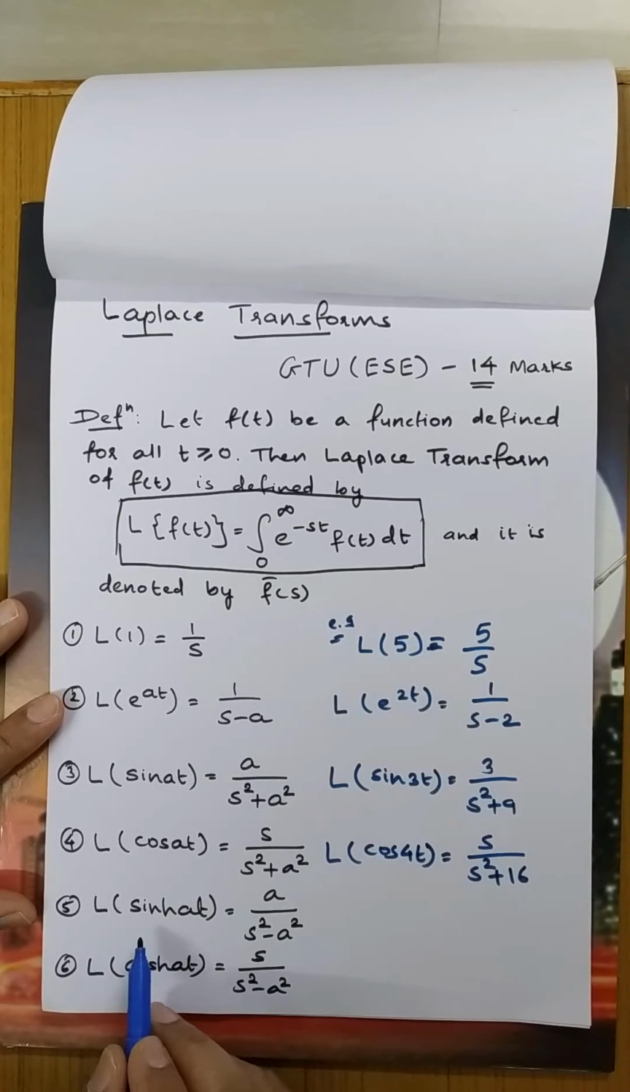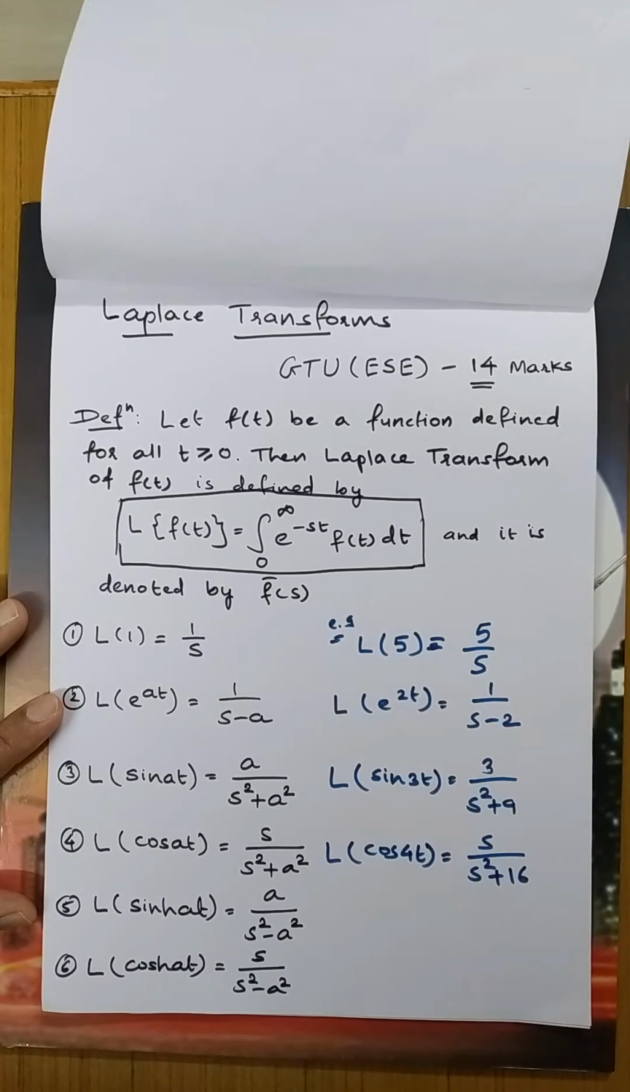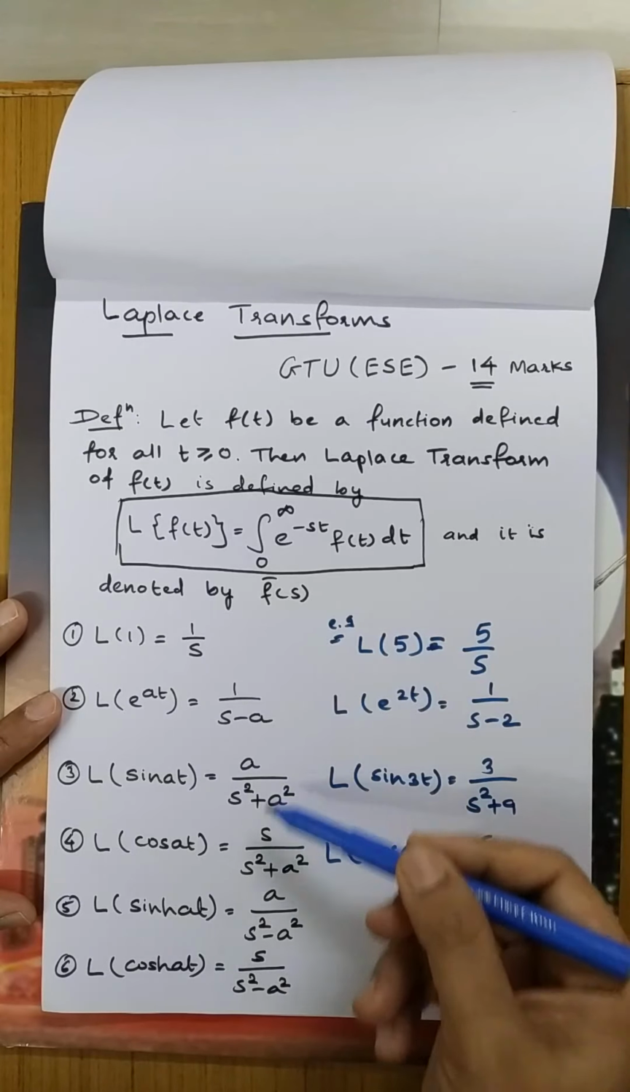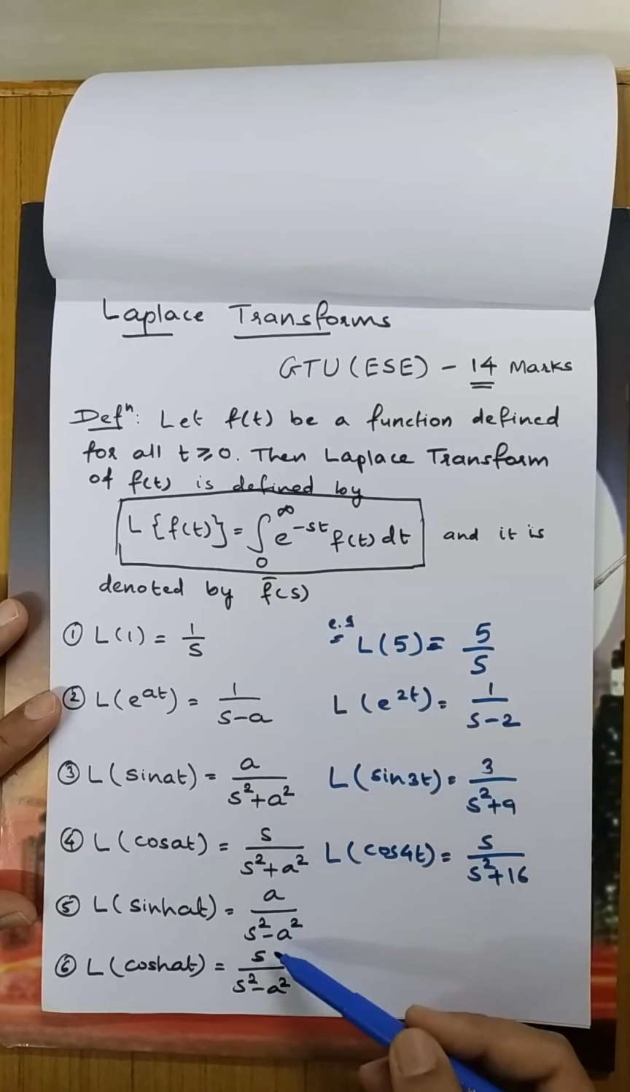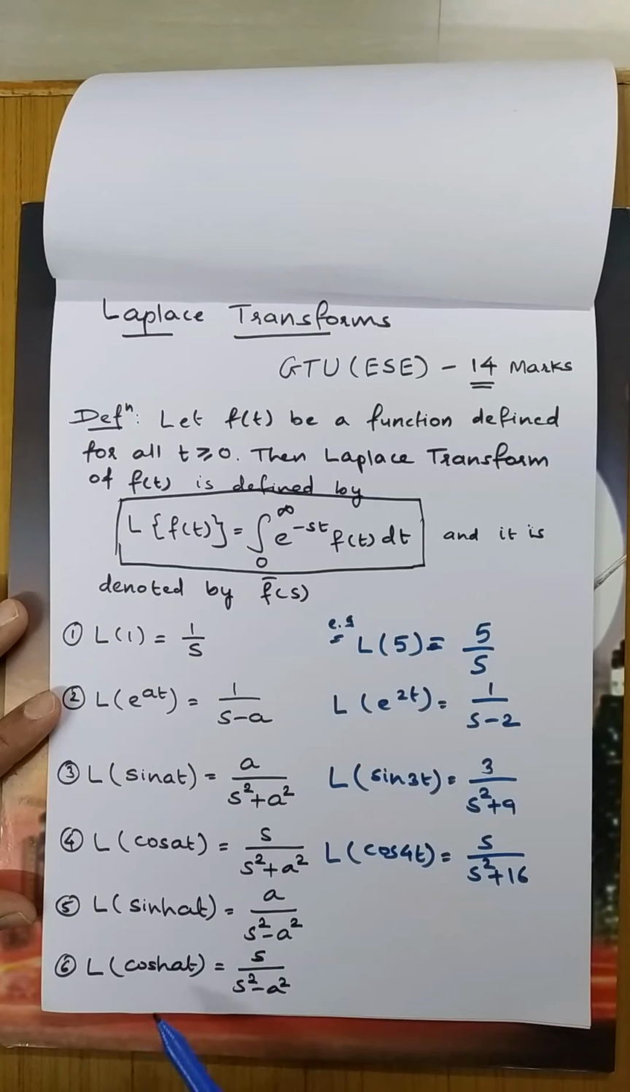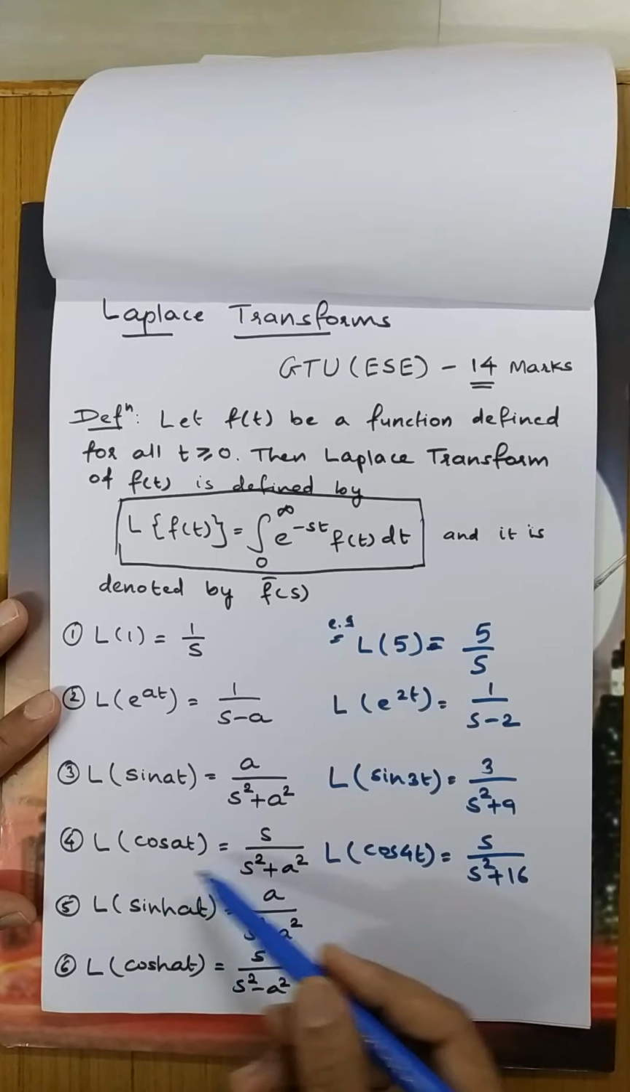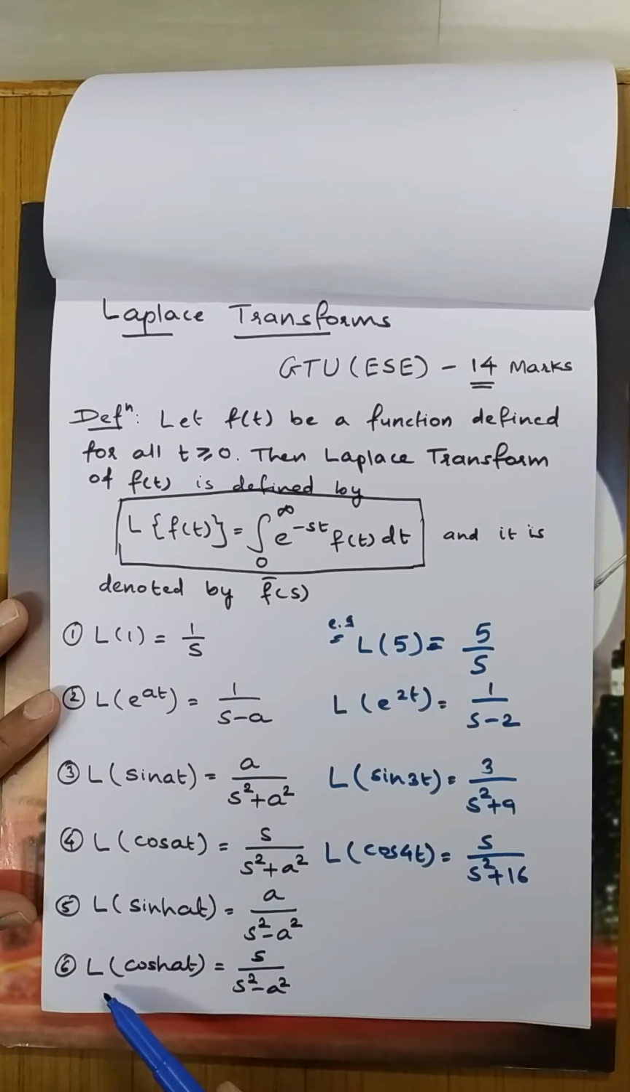Similarly, you can find the Laplace of sinh at and cosh at. You can see the difference between Laplace of sin at and Laplace of sinh at. Here it is plus and here in the denominator it is minus. Same way, in Laplace of cos at it is s upon s square plus a square, but in Laplace of cosh at it is s upon s square minus a square. If I am asking Laplace of sinh 9t, you can write 9 by s square minus 81. Okay, cosh 5t, you can write s upon s square minus 25.